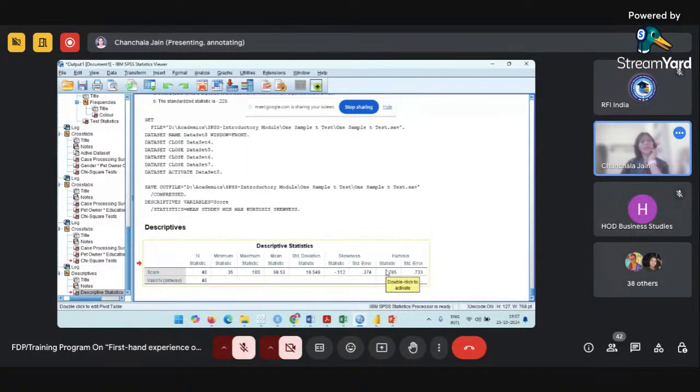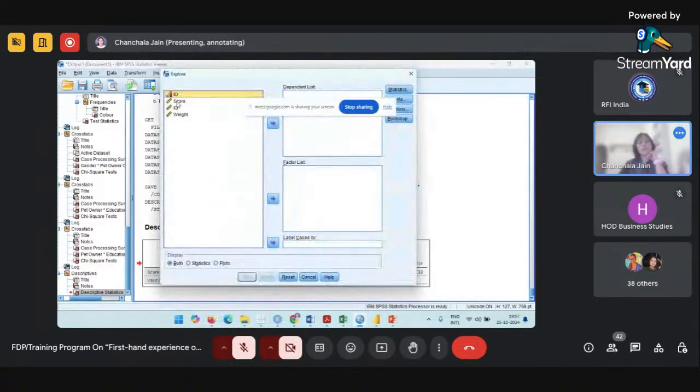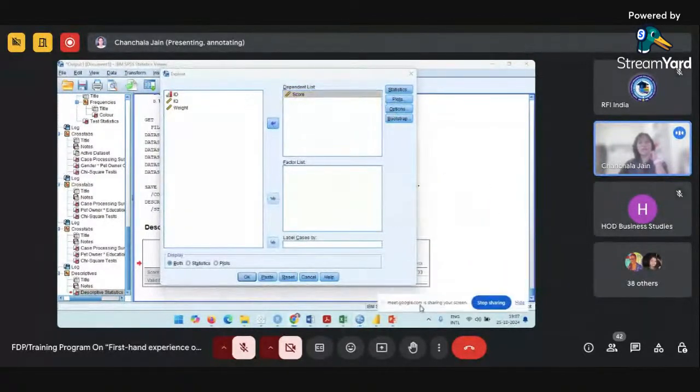Yes, ma'am. Right. But one more thing you need to check, to see whether it is normally distributed. So how can you do it? You can go to Analyze, Descriptive Statistics and Explore. I think that day we did this checking using this option, Explore. So you need to select this, shift your variable into the dependent list box. Fine.